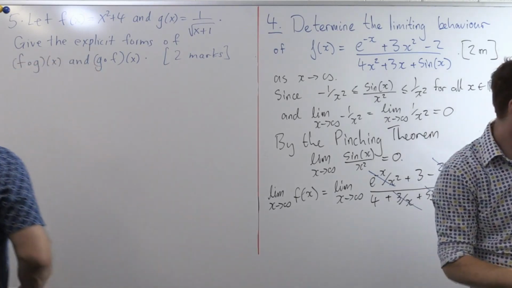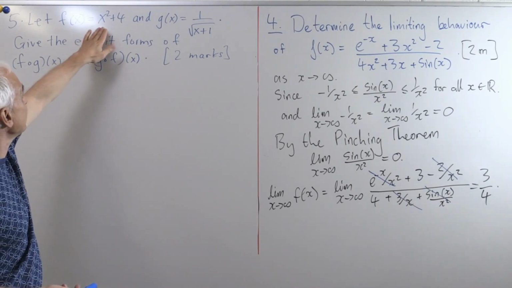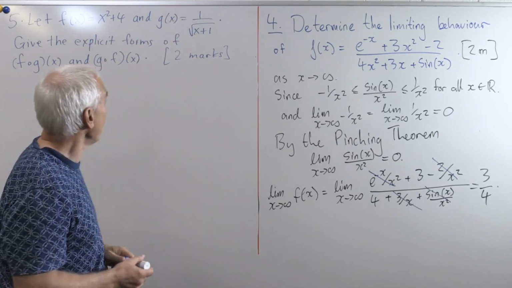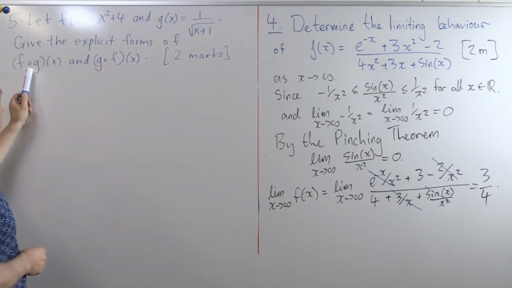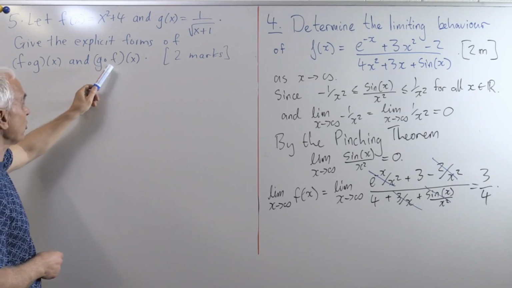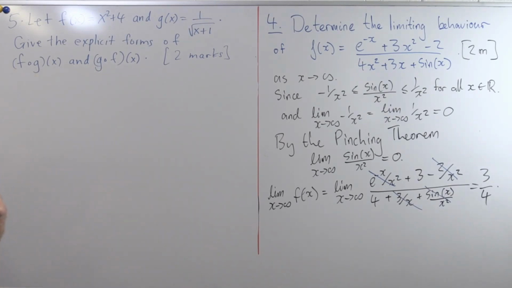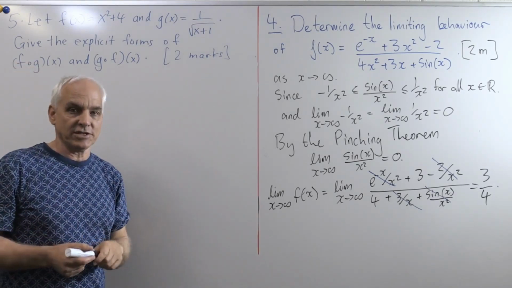All right, so this next question is one where we have two functions. f of x is x squared plus 4, and g of x we're told is 1 over square root x plus 1. And we're asked to give the explicit forms of f circle g of x and g circle f of x. So we have to recall the meaning and definition of these composite functions.